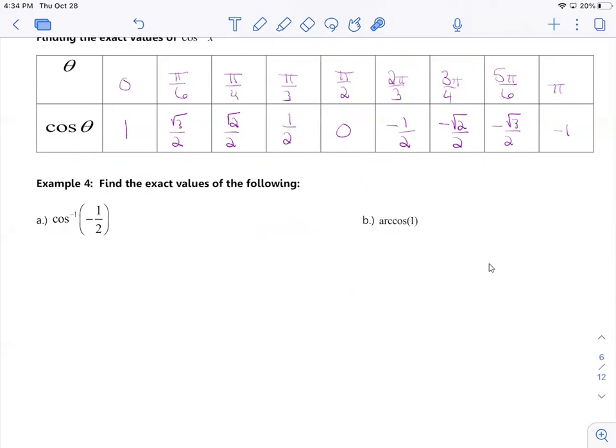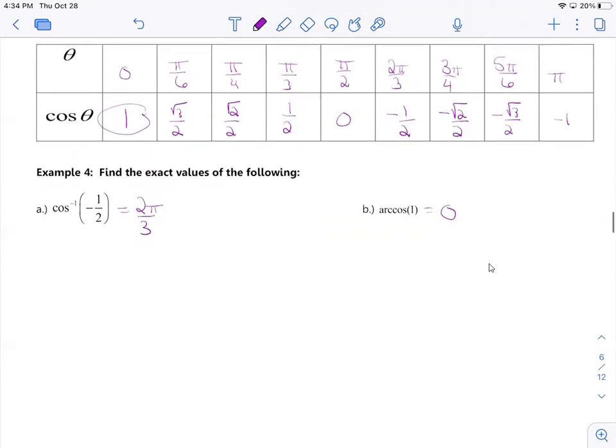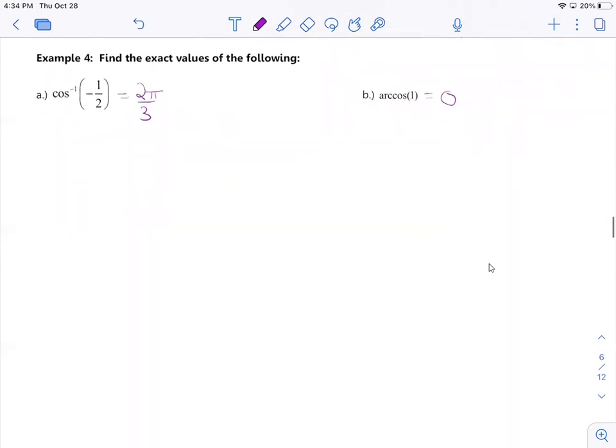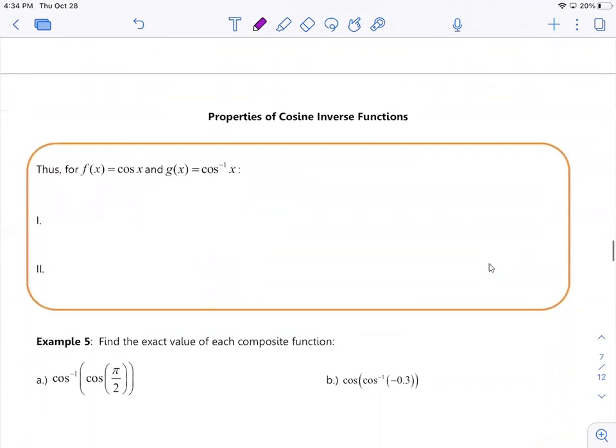So A is saying inverse cosine of negative 1/2. So another way to say that is, what angle for cosine produces negative 1/2? So you look here, and it looks like my angle is 2 pi over 3. Our cosine, again, because they're interchangeable, of inverse cosine of 1, okay, well, I look here, and that angle is 0. All right, so we're going to just keep going with this video.